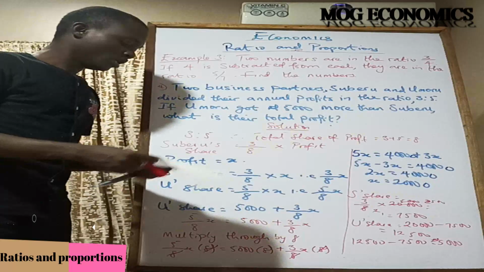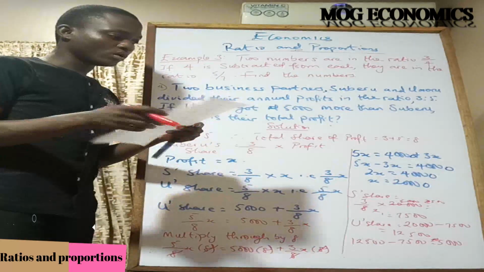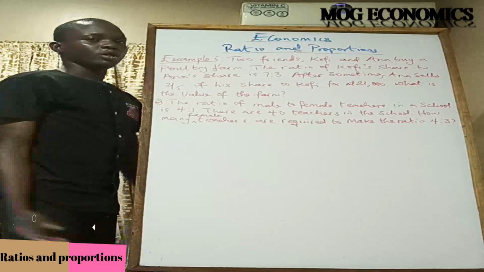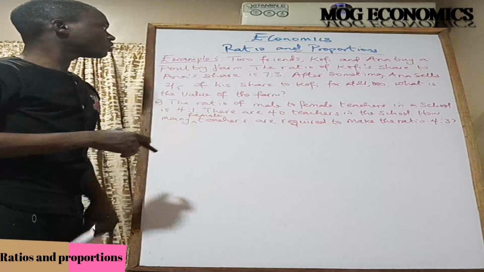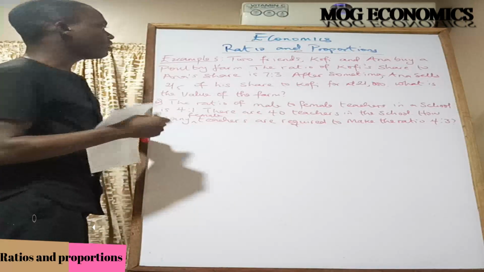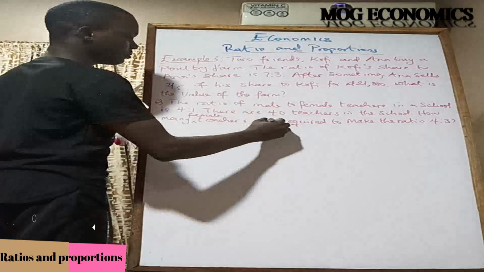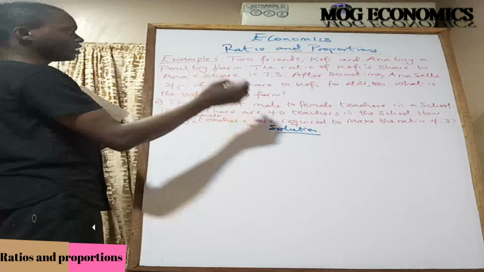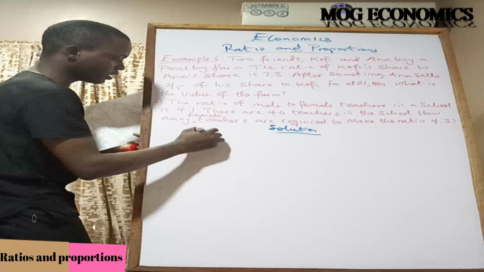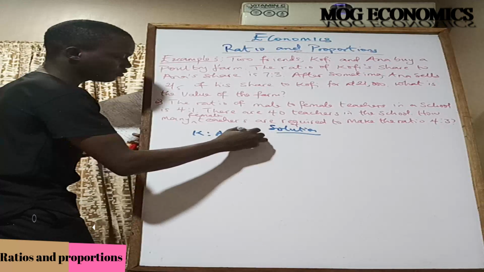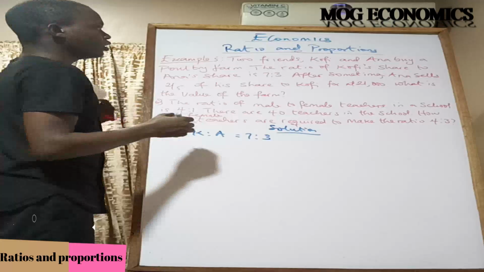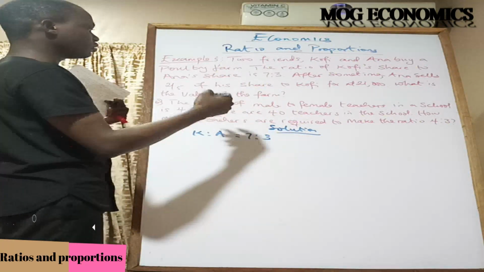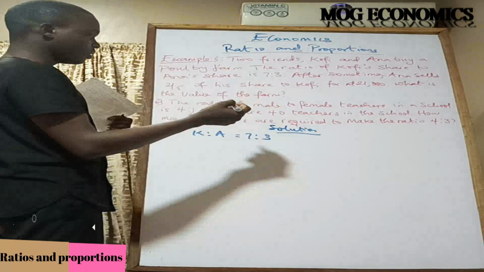So we've done 4. I want us to do 2 more, and after that we go into our assignment. So let's discuss these last two questions. Two friends, Kofi and Hannah, buy a poultry farm. The ratio of Kofi's share to Hannah's share is 7:3, right? It then says that after some time, Hannah sells 2/5 of his own share.